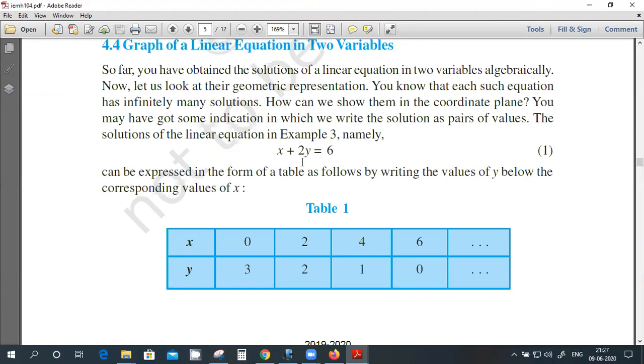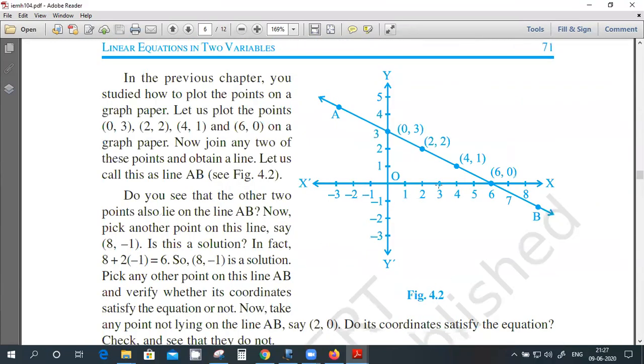If x also increases, then the right hand side value will change, right? The right hand side value is constant. So when x is increasing, y has to decrease. Only then will the sum of these two be a constant. So this is a negative slope. That's what it looks like.